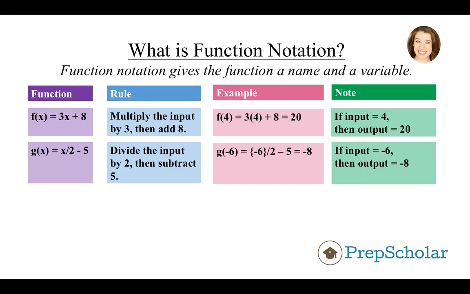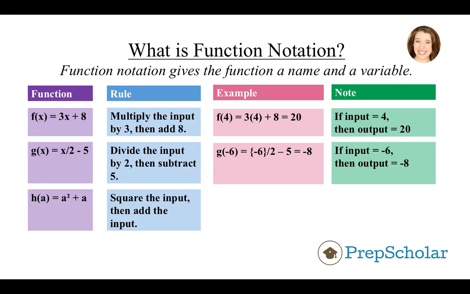Our note here would be that if the input is equal to negative 6, then the output becomes equal to negative 8. That's just like our vending machine rules, right? If I press A6, I get a Sprite. If I input negative 6 into this specific function, then I will get negative 8. Let's look at another. h of a is equal to a squared plus a. So the rule here is that we square the input and then add the input to what we just squared.